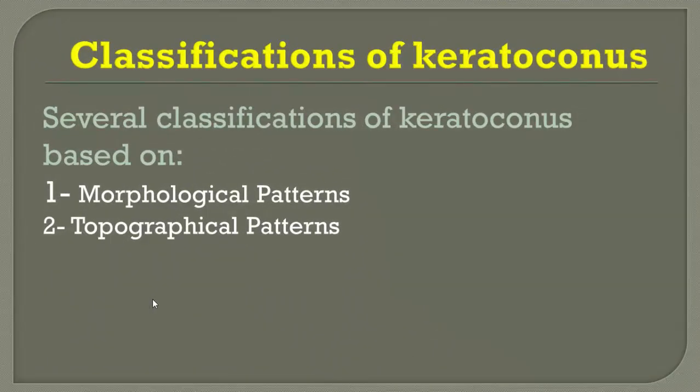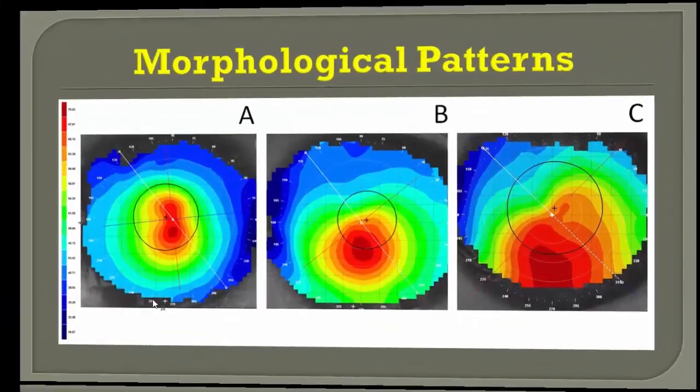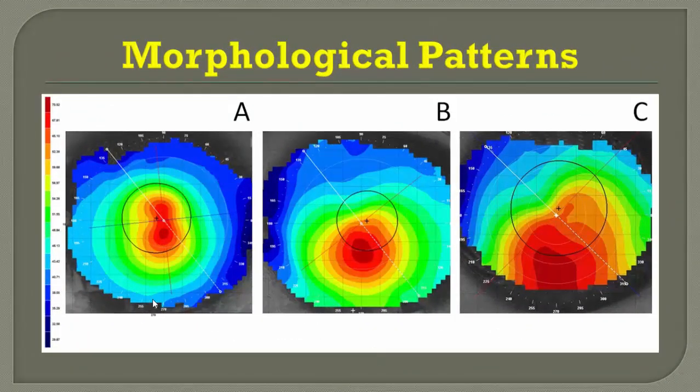Classification of keratoconus. Several classifications of keratoconus can be used. They are based on either morphological patterns or topographical patterns. Morphological pattern: there are three morphological patterns of keratoconus according to the shape of the cone. They include nipple cone, oval cone, and globus cone.